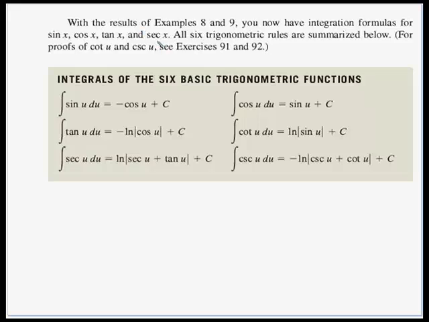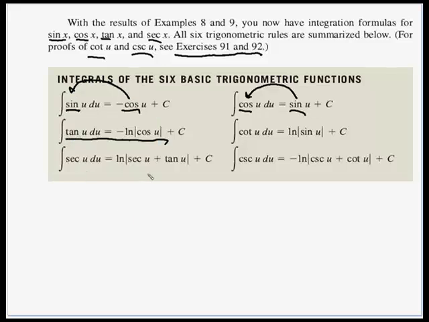With the results of the last two examples, you now have integration formulas for sine x, cos x, tan x, secant x. All 6 of the trig rules are summarized below. For proofs of the cotan and cosecant function, those are exercises 91 and 92 in your book. If those aren't assigned for homework, we will do those in class. So, here are the ones we've known before. The antiderivative of sine is negative cos, and the antiderivative of cos is sine, because we know the derivative of sine is cosine, and the derivative of negative cos is positive sine. We just derived the tangent one and the secant one.